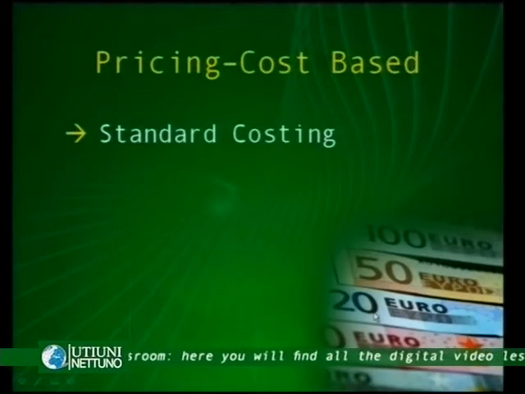Cost-based pricing. So standard costing is the first one there. And with standard costing, you're looking at what are the fixed costs, what are the variable costs, and therefore what's the price that we can get for this. It's not based on customer demands and what you perceive the customer will pay. It's based on what you perceive as being a way to make money if you can get that price.